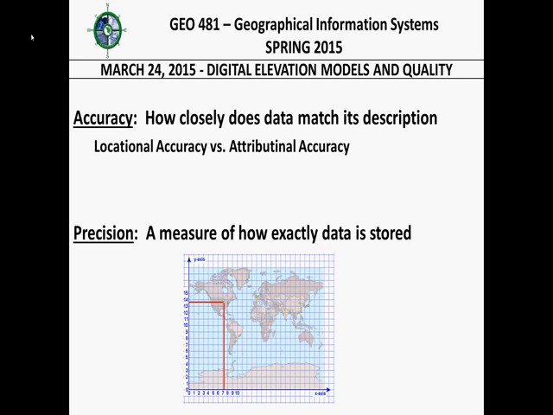Accuracy is defined as how closely data matches its description. And that's more what you might think of as error. Accuracy falls into two main components in GIS data. Is it where it says it should be, and is it what it says it should be? Where it says it should be, I call locational accuracy. Now, if I put a dot on the map and say this is the North Campus, is the dot where it should be, or is the dot somewhere else? That's locational accuracy.